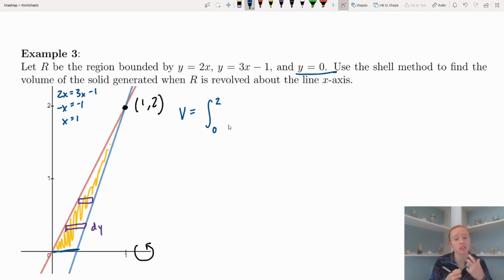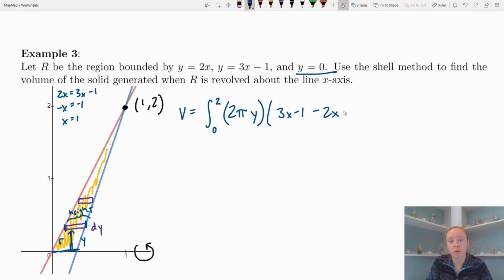Now it's just a matter of shell circumference times shell height. So that's 2 pi r, where r we talked about when using that axis is just some distance y. That's my radius r. So 2 pi y times my shell height, that's right minus left. That larger function in terms of y minus that smaller function. That is my height. From here, that blue line to the red line. So my blue line represents 3x minus 1, and then I'm subtracting 2x from that.